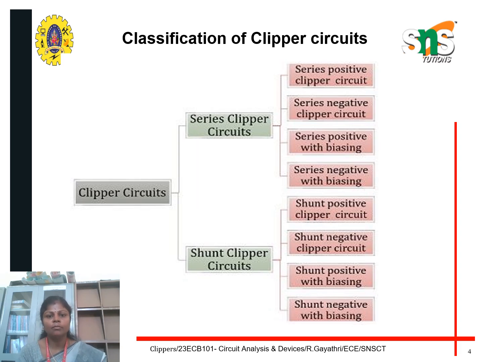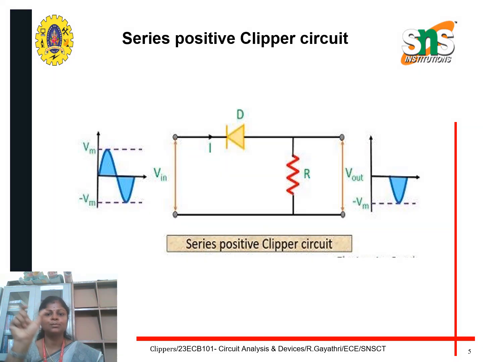The first one is our series positive clipper circuit. The circuit diagram consists of only one diode and a resistor. The resistor is mainly used to restrict the flow of current in the circuit. The diode acts in both forward bias condition as well as in reverse bias condition.